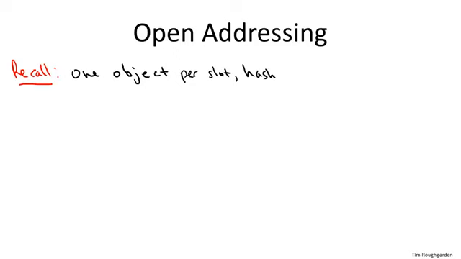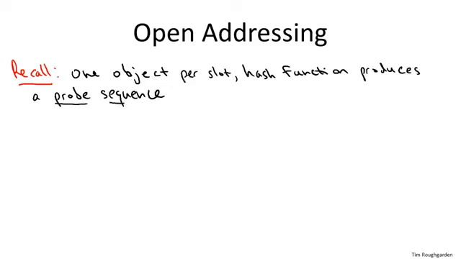Two specific strategies for producing a probe sequence that we mentioned earlier were double hashing and linear probing. Double hashing is where you use two different hash functions, h1 and h2. h1 tells you which slot to search first, and then every time you find a full slot, you add an increment, which is specified by the second hash function, h2. Linear probing is even simpler. You just have one hash function that tells you where to look first, and then you just add 1 to the slot until you find an empty slot.